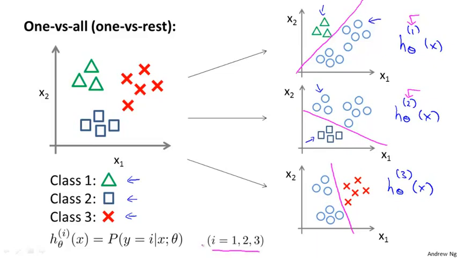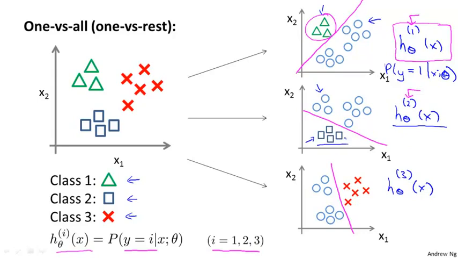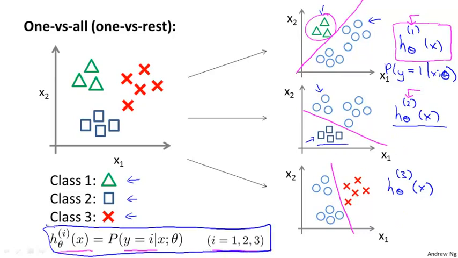So for i equals 1, 2, 3, we've fit a classifier h superscript i subscript theta of x that's trying to estimate what is the probability that y is equal to class i given x and parameterized by theta, right? So in the first instance, this classifier was learning to recognize the triangles. So it's thinking of the triangles as a positive class. So h superscript 1 is essentially trying to estimate what is the probability that y is equal to 1 given x and parameterized by theta. And similarly, this is treating the square class as a positive class, and so it's trying to estimate the probability that y is equal to 2 and so on. So we now have 3 classifiers, each of which was trained to recognize one of the 3 classes.